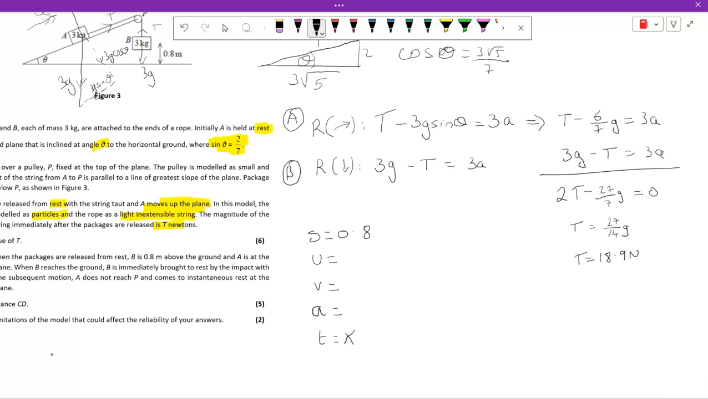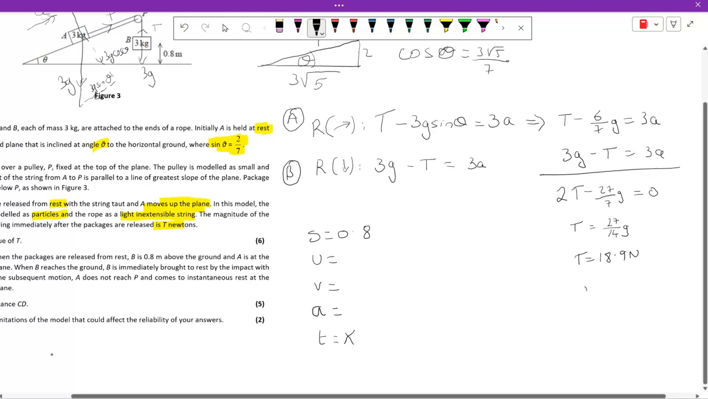So taking the 27/14g as my tension, subbing it back into one of my equations, it doesn't matter which equation you sub it into, you can work out what acceleration is going to be. And so acceleration, I'll make that 3.5. And so acceleration is 3.5 meters per second squared. And I know that it started from rest.